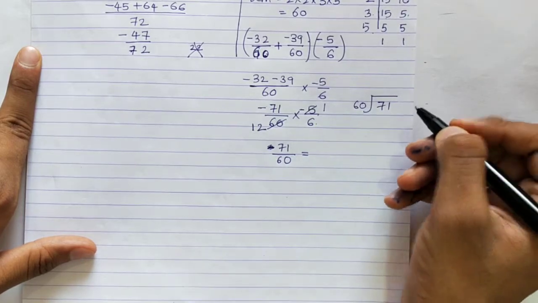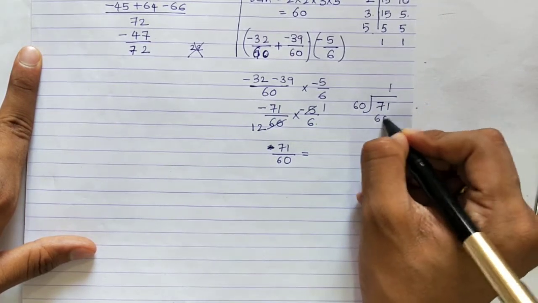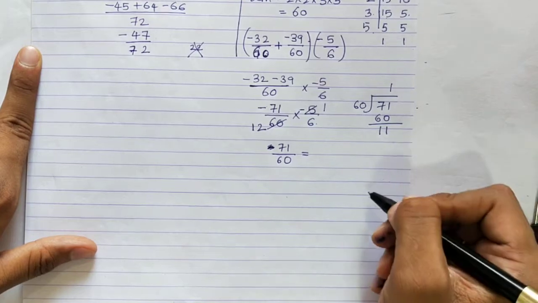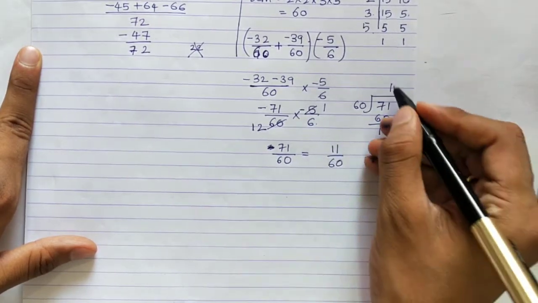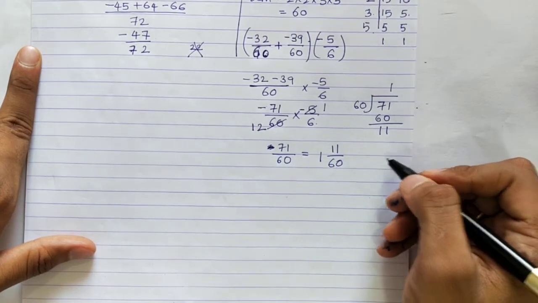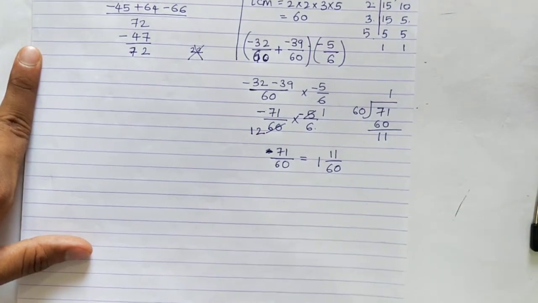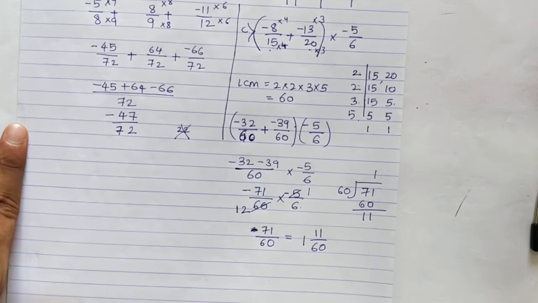60 into 71: 60 1s are 60, remainder is 11. So the remainder comes in the numerator, the divisor is here, and the quotient comes here. So this is my answer for 5C.